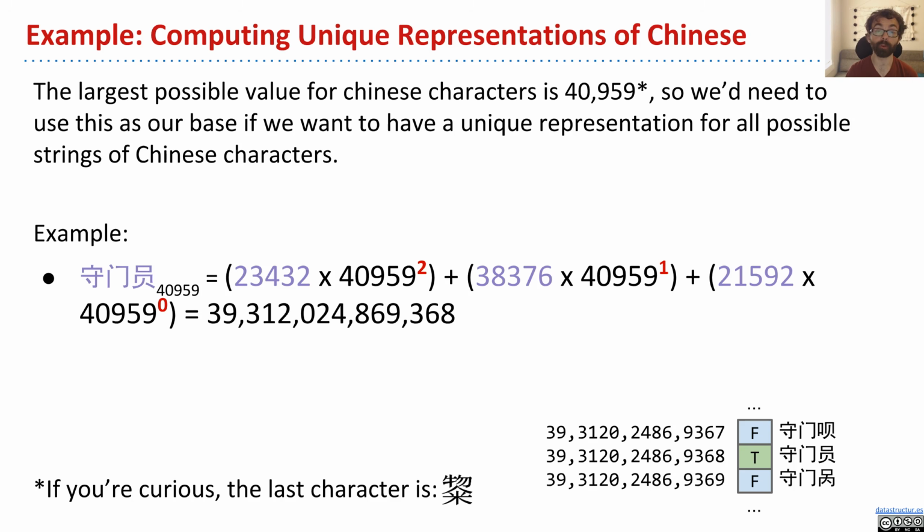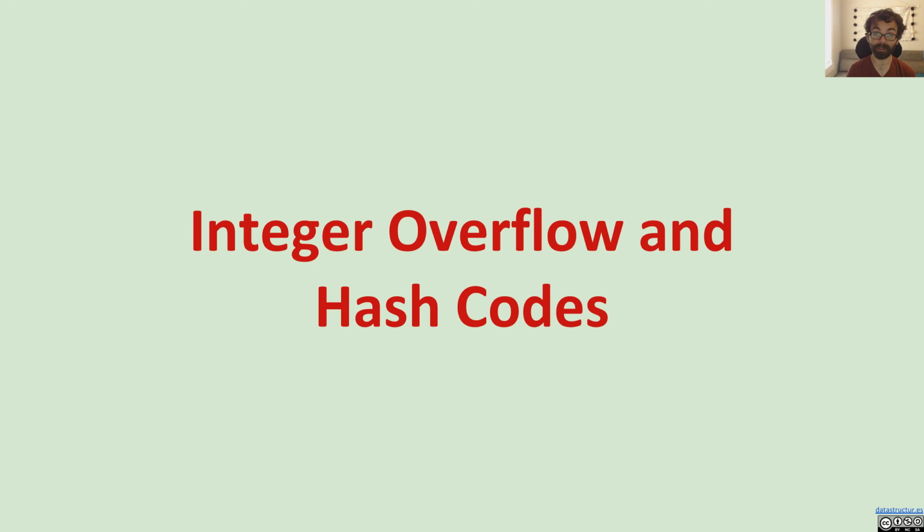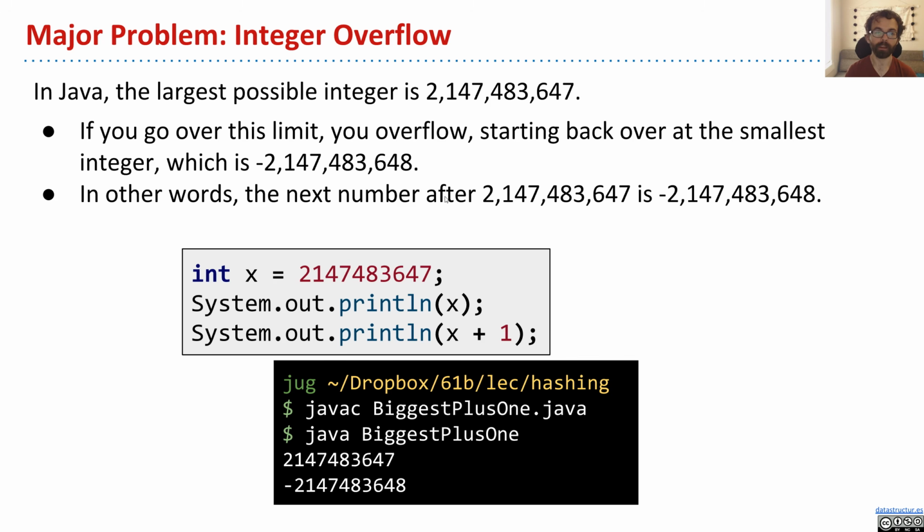As we've just seen, our numerical representations can get really, really big. And so what I'm going to tell you about now is an issue that's even more fundamental and important, and that's something called integer overflow. So it turns out in Java, there is a biggest possible number. And in particular, that number is 2,147,483,647. And if you go over this number, you overflow, which means you start back over at the smallest number.